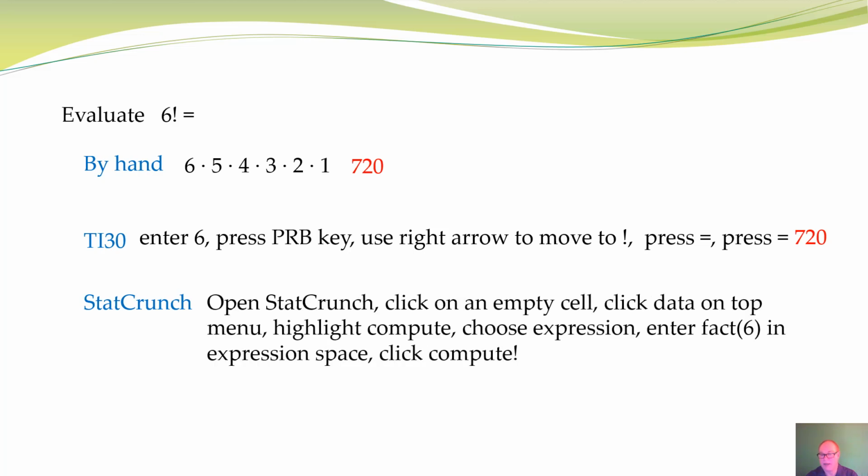Now, using StatCrunch. First, you're going to open StatCrunch. Click on an empty cell. Click Data on the top menu. Highlight Compute, choose Expression. Enter Fact, parentheses 6, in the expression space, click Compute, and you will get 720 show up. So there's 3 different ways to evaluate 6 factorial.